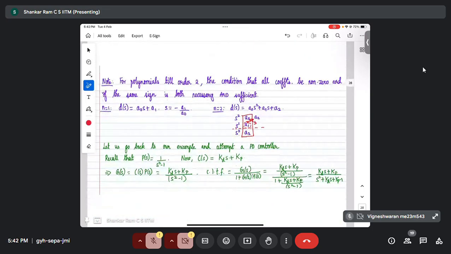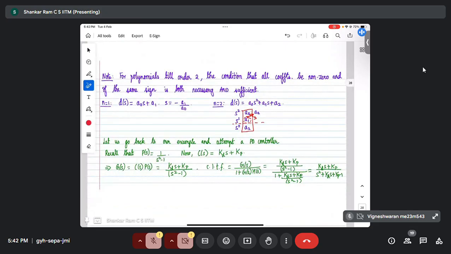Okay. So this is another note: for polynomials up to order 2, that means up to n equals 2, the necessary condition is also sufficient. What is the necessary condition? All coefficients being non-zero and of the same sign. But as we observed in the previous example, for polynomials of order 3 and higher, if the necessary condition is satisfied, it doesn't mean the polynomial is Hurwitz. So the sufficient condition is different.